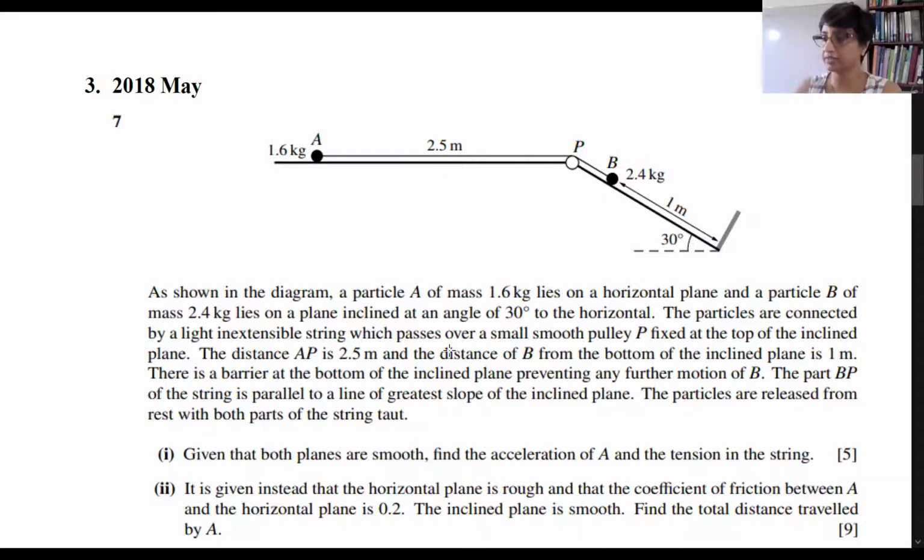They've given how far A is sitting from the pulley, from the edge of the two surfaces, 2.5 here, and the masses are given and all that. Now quickly let's read through the body of the question.